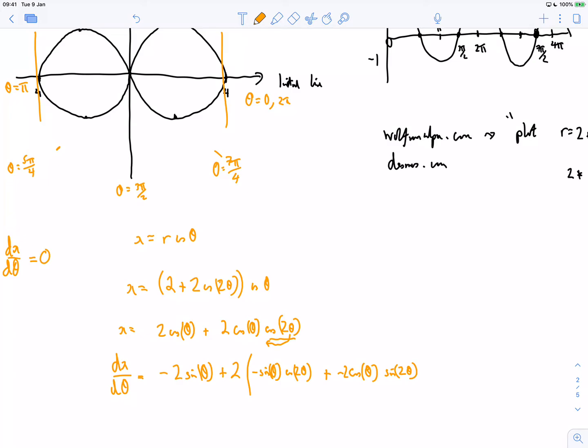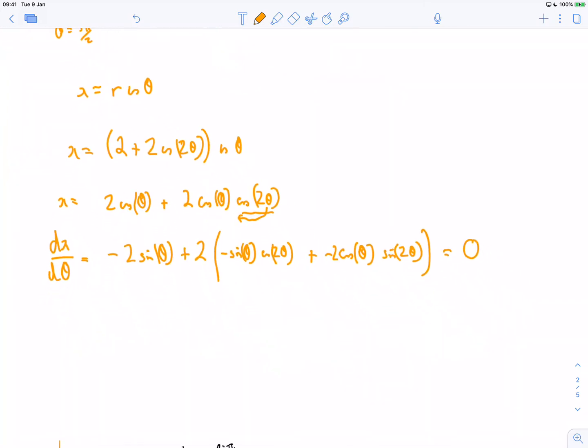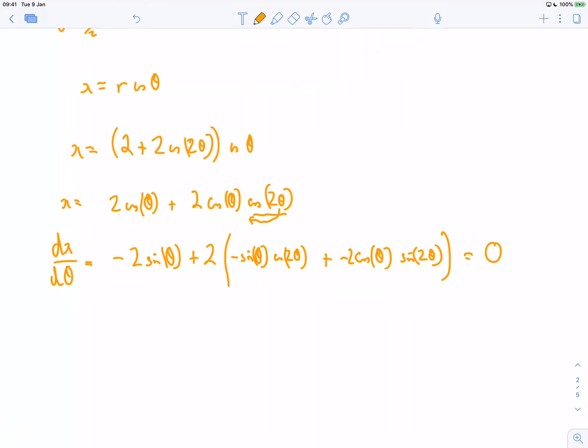So now, in actual fact, we've got it. This looks particularly nasty, but we can actually spot that everything has a factor of 2. So if I divide by 2, that goes and that goes. So we've actually got minus sine theta cosine 2 theta minus 2 lots of cosine theta sine of 2 theta equals 0.